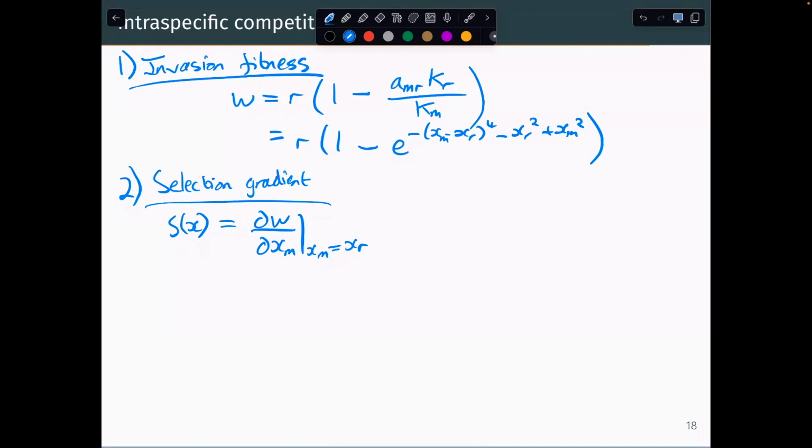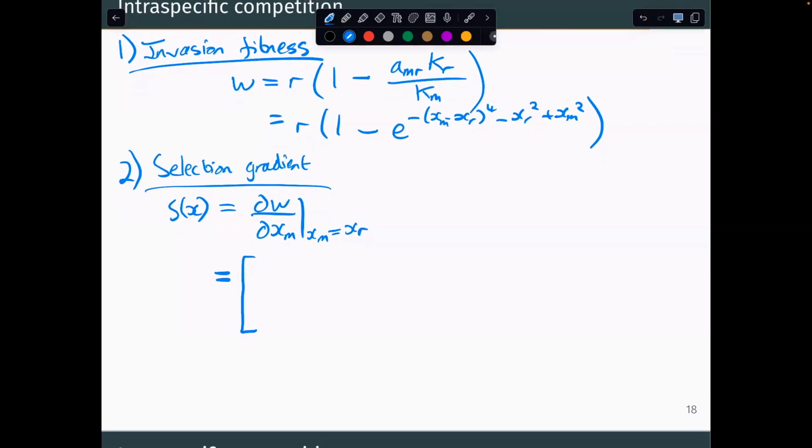So we've worked out our invasion fitness. That's stage 1. Stage 2 of this recipe is we're finding out our selection gradient. Selection gradient is our partial derivative of invasion fitness with respect to our mutant trait, when our mutant trait is then evaluated at the resident trait. So this one's a little bit more complicated now. Let's first of all just find out what our partial derivative is.